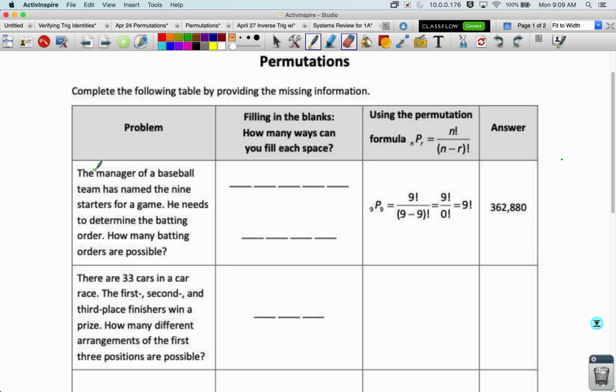The manager of a baseball team has named the 9 starters for the game. He needs to determine the batting order. How many batting orders are possible? Fill in the blanks with how many ways you can fill each space. So check real quick, there are 9 spaces here that could be like your batting order. Normally there's 10 spots, we're assuming maybe saving the last spot for the pitcher.